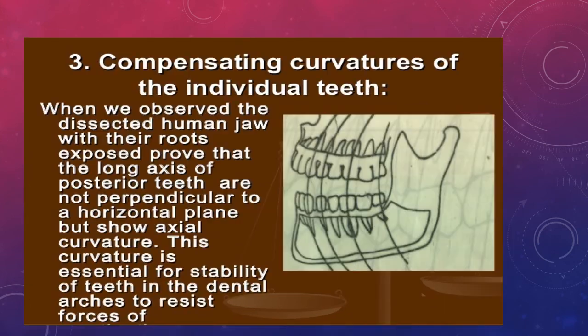For balance of the mandible, compensating curvature of the individual teeth. When the dissected human jaw is observed with the roots exposed, it proves that the long axis of posterior teeth are not perpendicular to a horizontal plane but show axial curvature. This curvature is essential for stability of teeth in the dental arches against these forces.